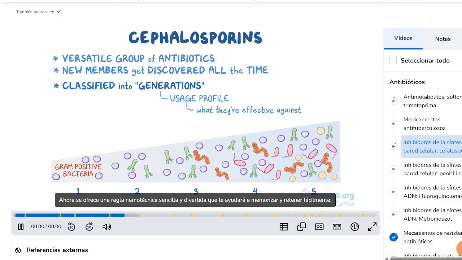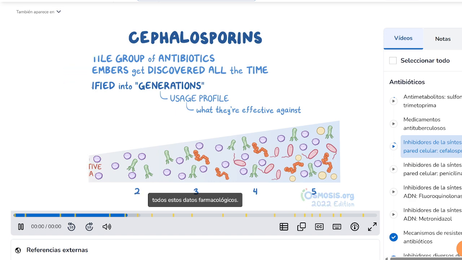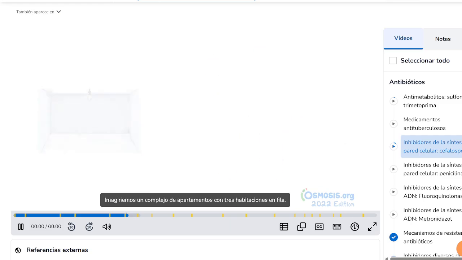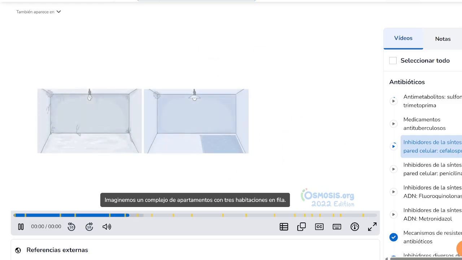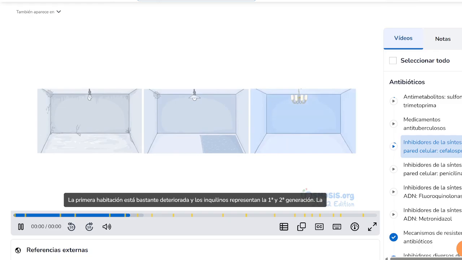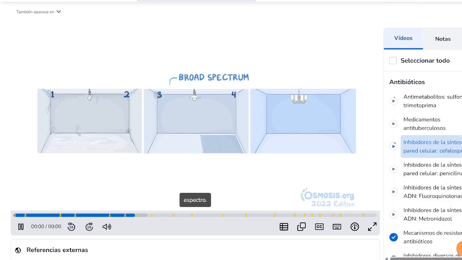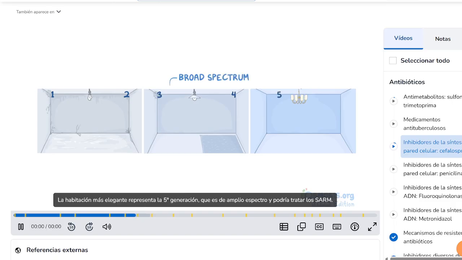Alright, so let's make a simple and fun mnemonic that'll help you efficiently memorize and retain all these crazy facts. So let's imagine an apartment complex with 3 rooms in a row. The first room is pretty dilapidated, and the tenants represent the first and second gen. The second room is just average, and the tenants represent third and fourth gen, which are broad spectrum. The 5th gen gets the fanciest room, since it's the broadest spectrum and it could even treat MRSA.